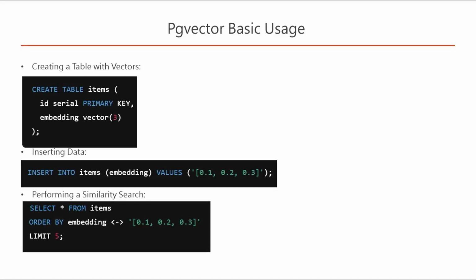So we complete creating the table, and we can insert. The insert SQL is like this: INSERT INTO table with column name VALUES, for example, array 0.1, 0.2, 0.3. And when you finish inserting, you can perform a similarity search like this SQL command: SELECT from items ORDER BY embedding, which means the vector column we created, similar to 0.1, 0.2, LIMIT 5.